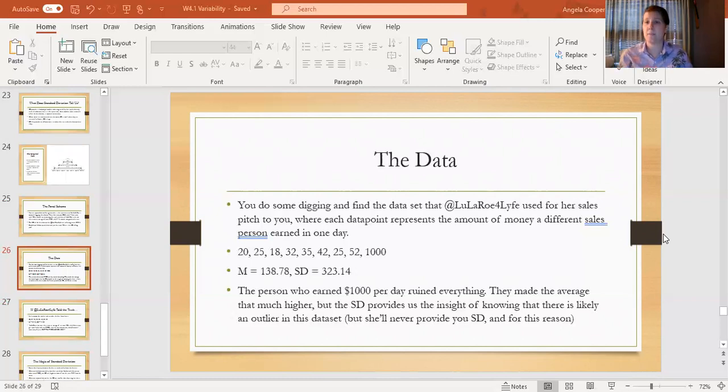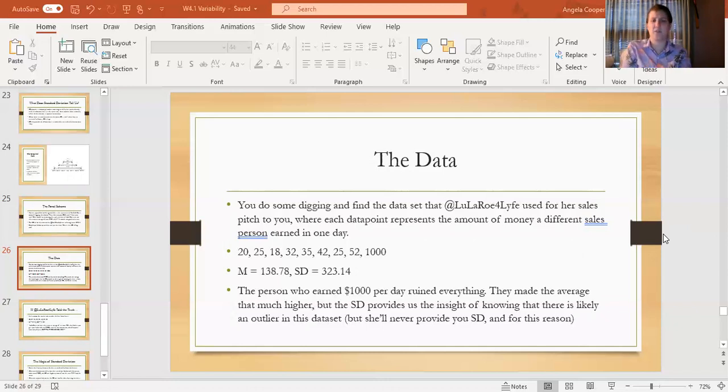Okay, so you do some digging and you find the data set that this person is talking about in terms of their sales people and their average. Each point in the data set represents the amount of money that their sales team earned in one day. So one person earned $20, another 25, another 18, 32, 35, 42, 25, 52, 1,000. Someone was standing outside a yoga studio or something selling these leggings. I don't know. But that person who made $1,000, clearly that's not really the norm.